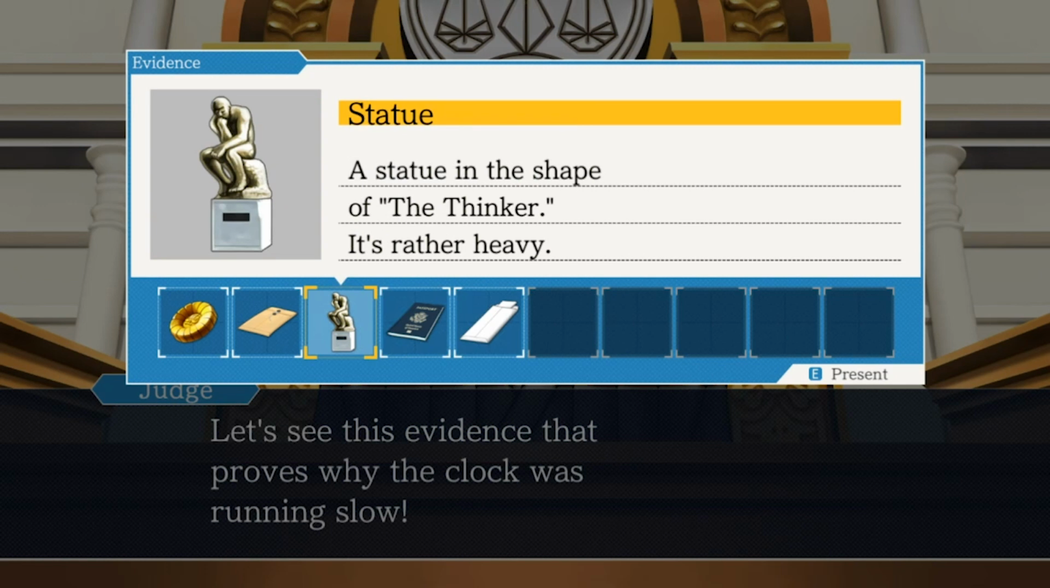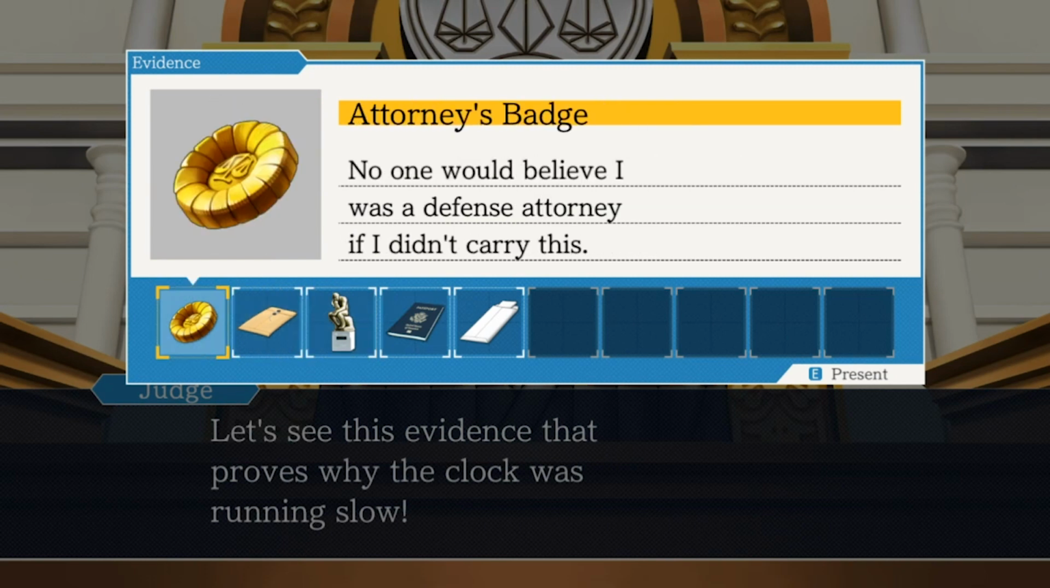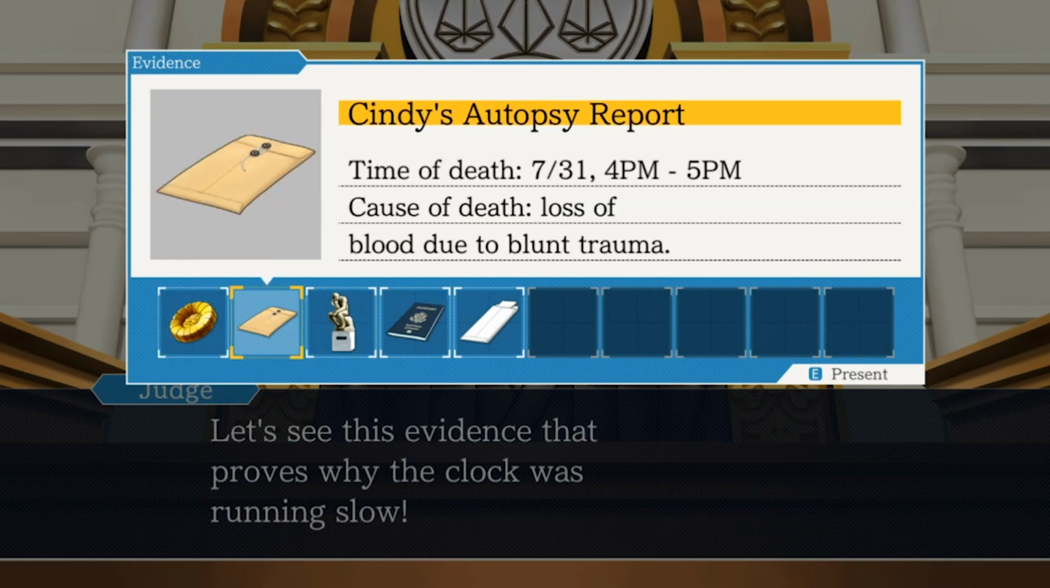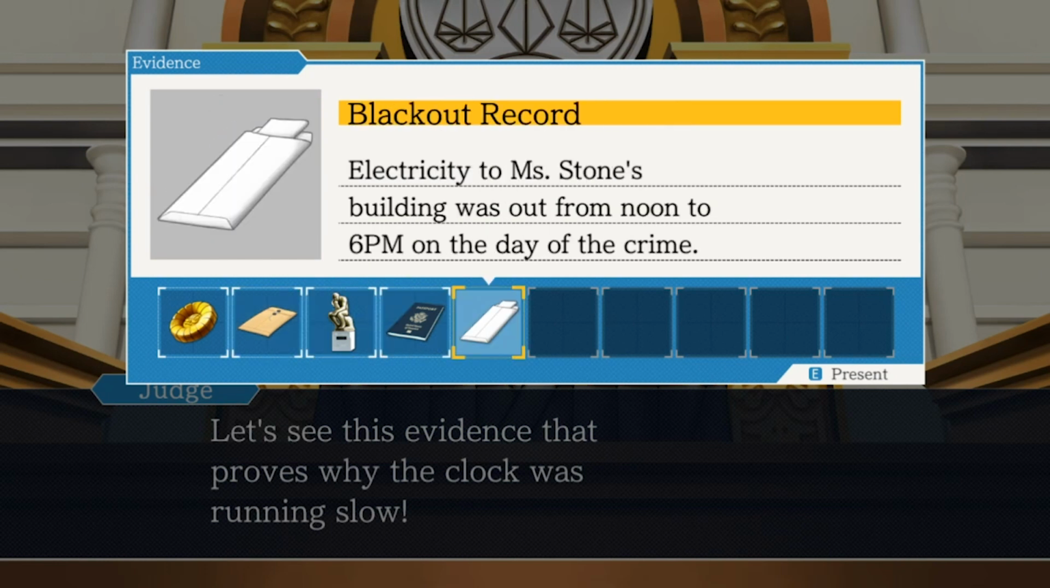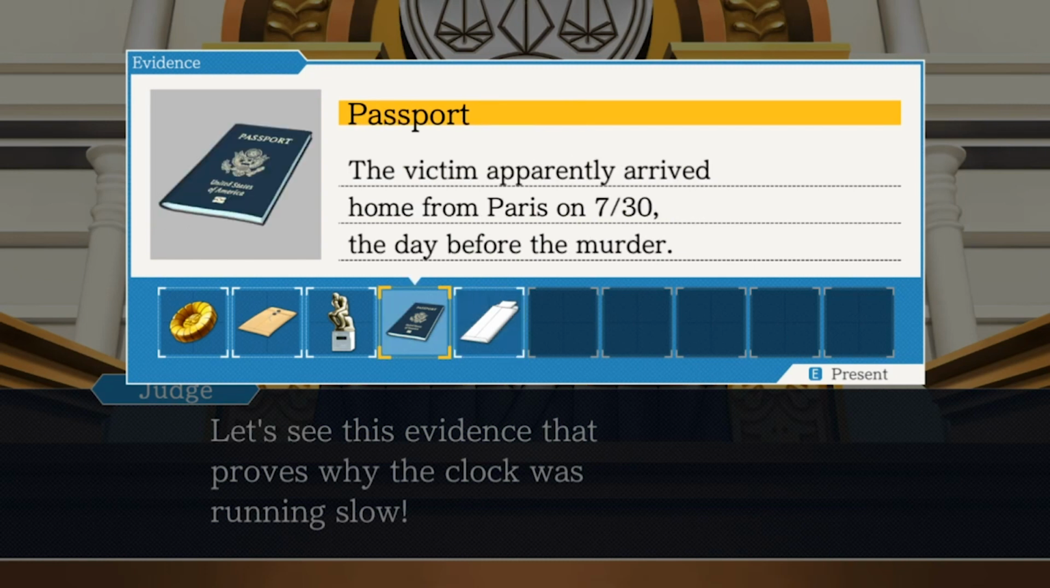Isn't it just the statue is the evidence, right? Well, you can present it then. Yeah, go for it. I think it's the statue. Well, that's very reassuring. Think it through. Okay, you take a little bit of health damage if you choose the wrong object, and then you get another chance. So go with whatever your gut tells you.